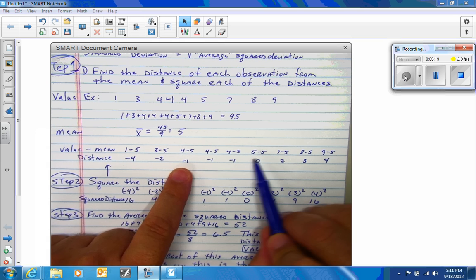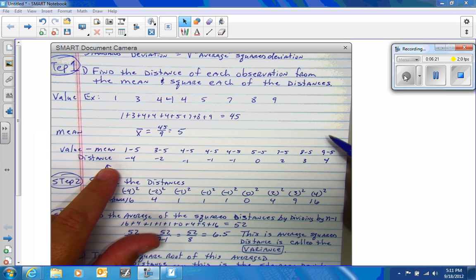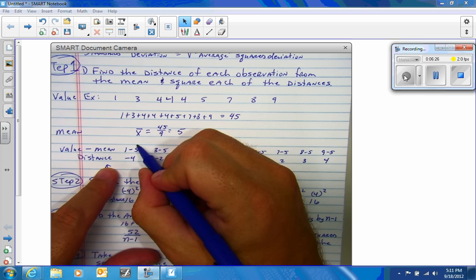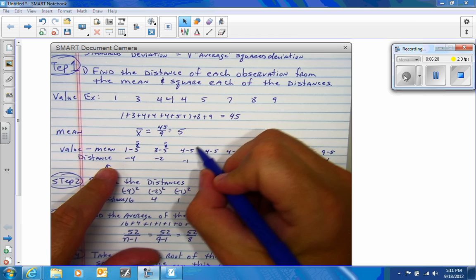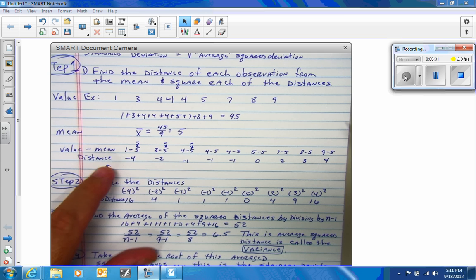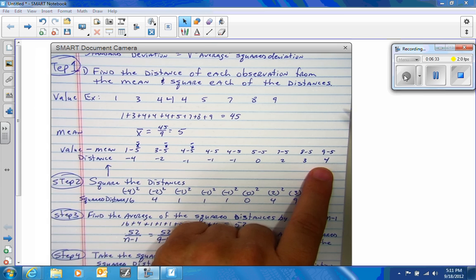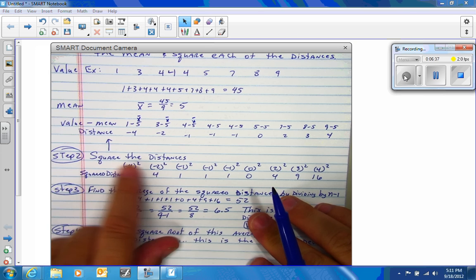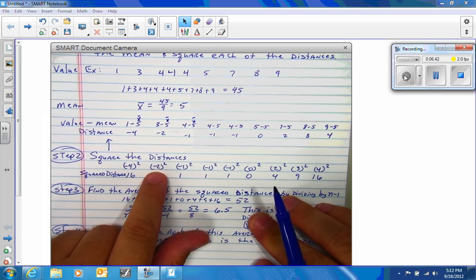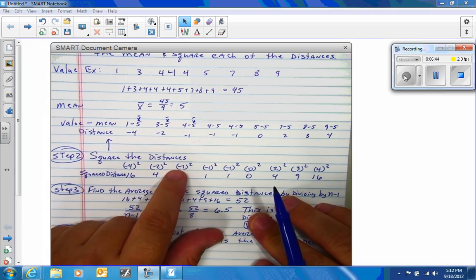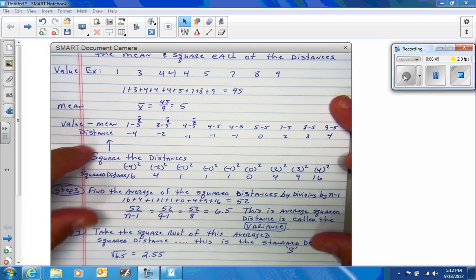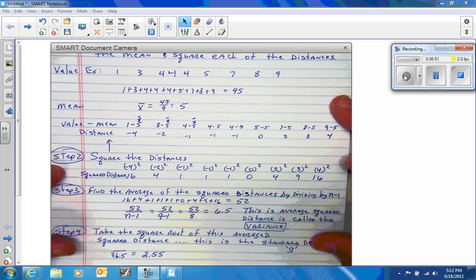If you look, these are the distances that my values are from the mean. Remember, this is my x bar. Now, this is the distance. Step two is you want to square those distances. So negative 4 squared is 16. Negative 2 squared is 4. Negative 1 squared is 1, so on and so forth. So step one is find the distance. Step two is to square the distances.